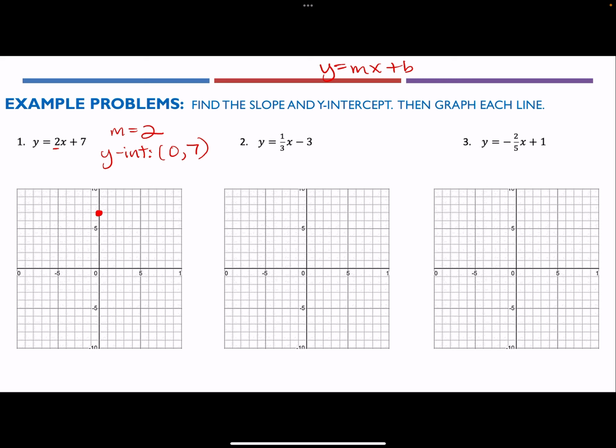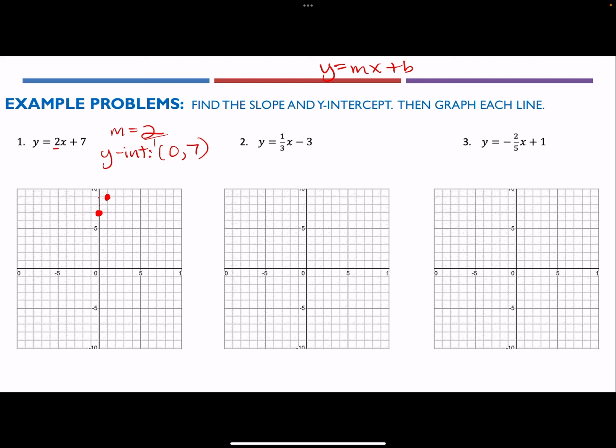And if my slope is 2, I need to make it a fraction. Let me make it 2 over 1. I'm on step 3. I'm going to count rise over run. I'm going to start at that red point that I already drew. I'm going to go up 2 and over 1 to the right because it's a positive 2, meaning go up, and a positive 1, meaning go to the right.